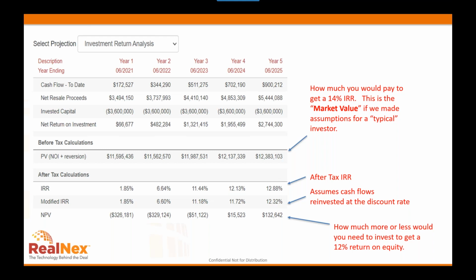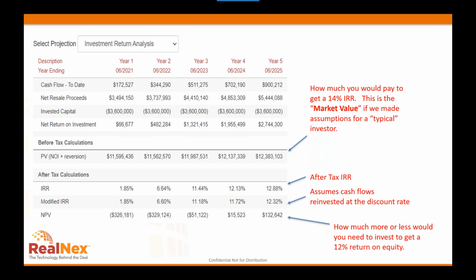Probably should just call that the estimated value of the property, because that's really what a lot of programs like Argus highlight on the main page of the program: the estimated value of the property, which is just the present value of the net operating income that you're going to get and your resale price, discounted at whatever discount rate you put in.